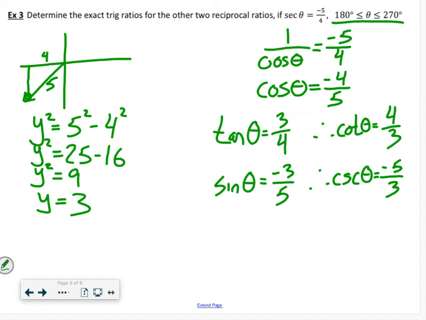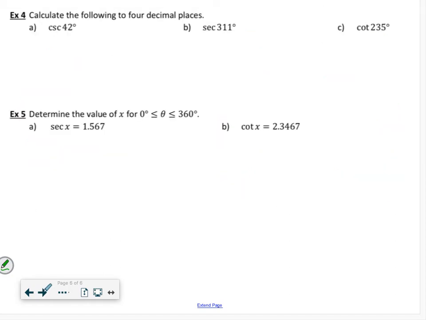Okay, and now we've got the other two trig ratios. We found the y value to find our other two trig ratios. There are other ways to do it. I just find that that's an easier method because all you're doing is flipping your fraction at the end. All right, I'm going to let you punch these in yourself.